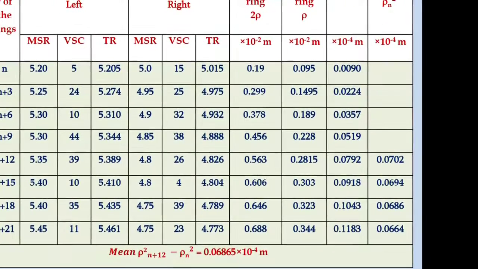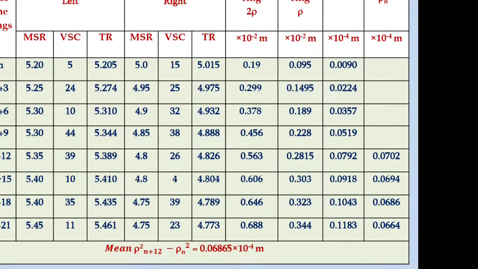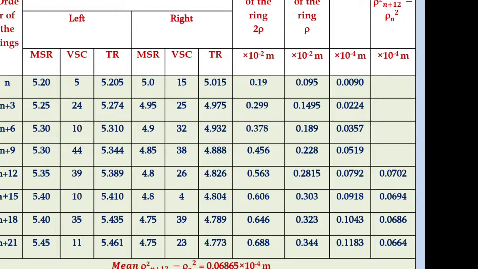So you could see in the last column, there are 4 values, 0.0702, 0.0694. They are almost consistent. All the 4 readings are consistent. So we can take the average of these 4 readings, and the mean of rho square n plus 12 minus rho n square equals 0.06865 into 10 power minus 4 meter. This 10 power minus 4 comes because we are squaring the radius. The radius is in 10 power minus 2. When you square the radius, you will get 10 power minus 4.